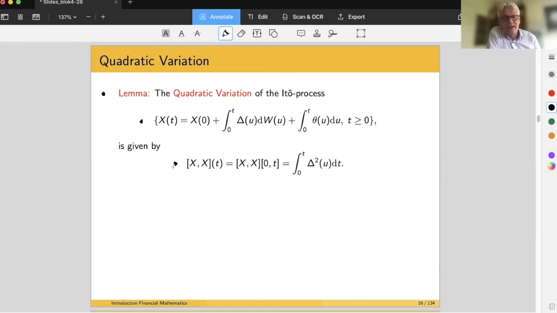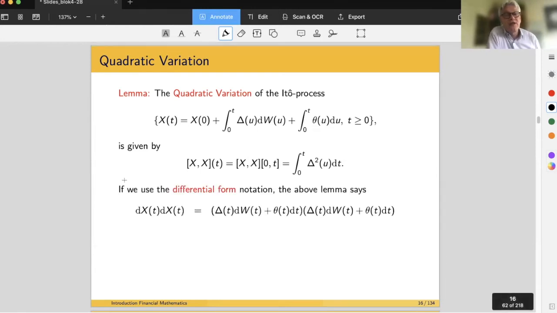And we can prove that. And of course, we can also write this in differential form. Let's first do that. In differential form, the quadratic variation would be the following, based on the lemma. The lemma says then dX_t is equal to, well, the differential form squared.